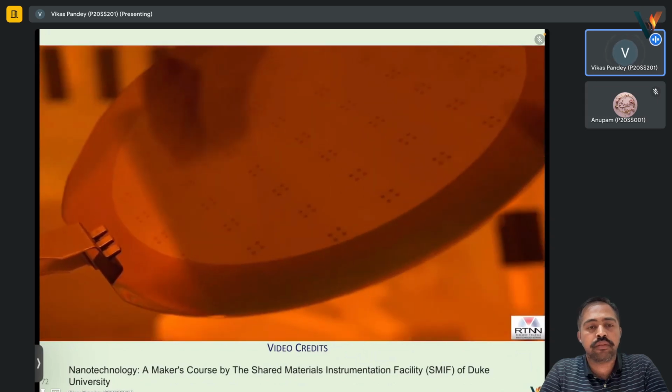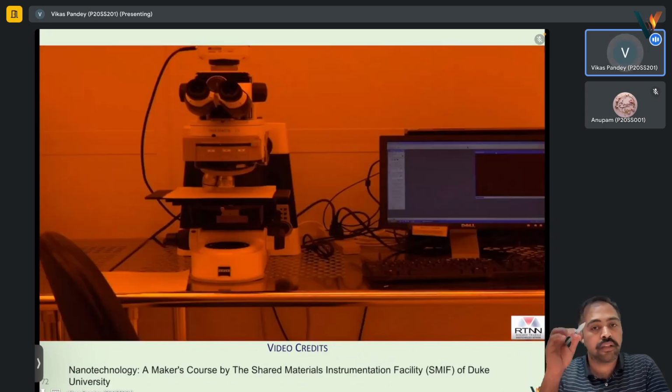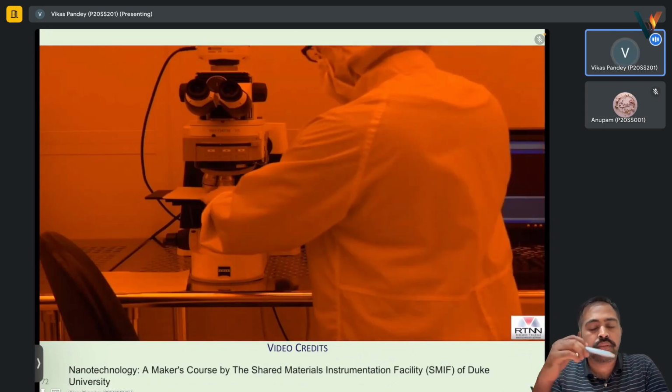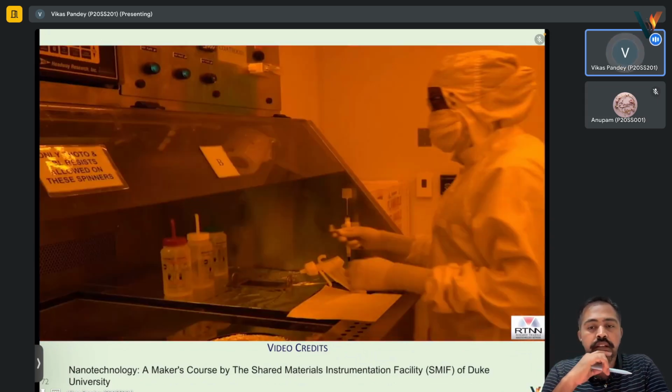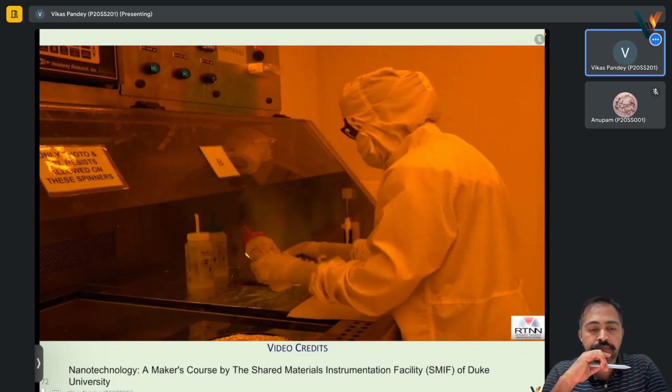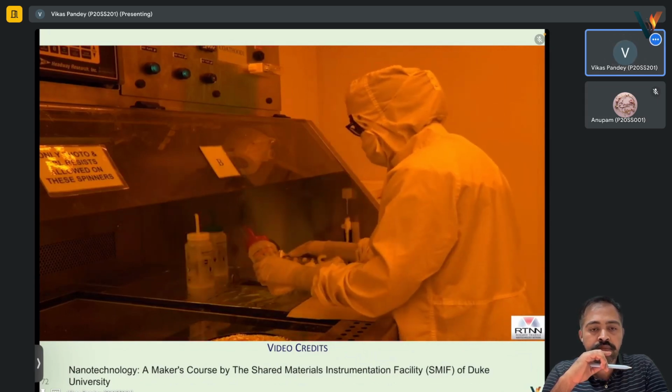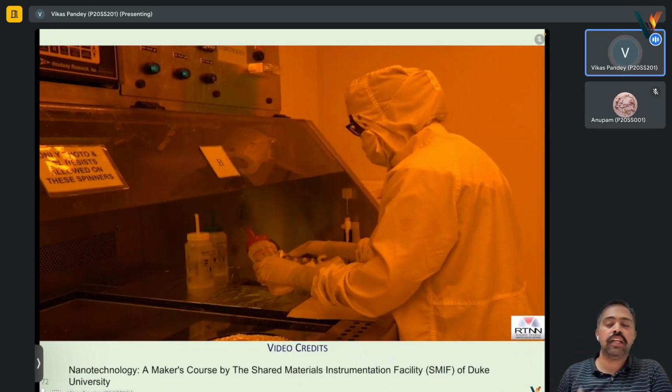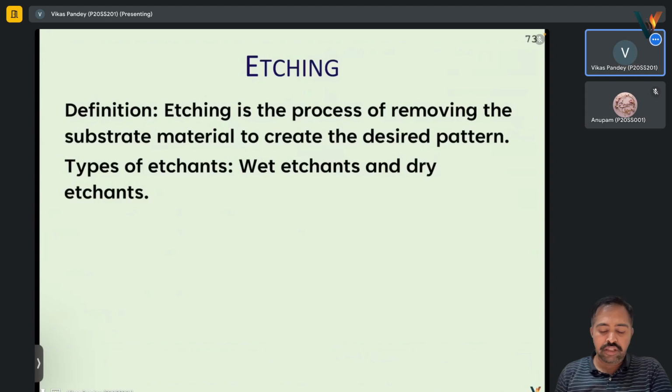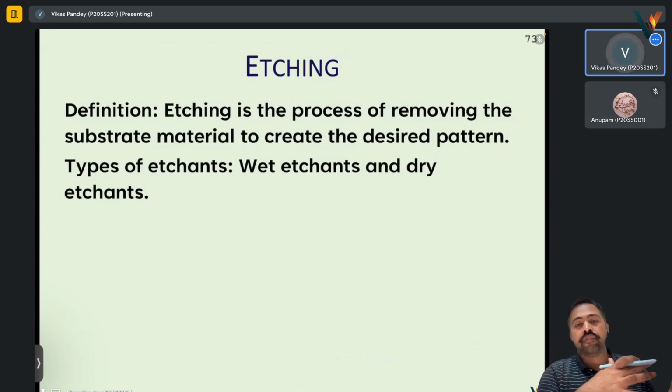It's washed and dried. Still gold is there. Now it will be inspected whether it was fine or not, and then the lithography process is over. Next, we will remove the materials that are left. Etching is basically the process of removing substrate material to create the desired pattern.